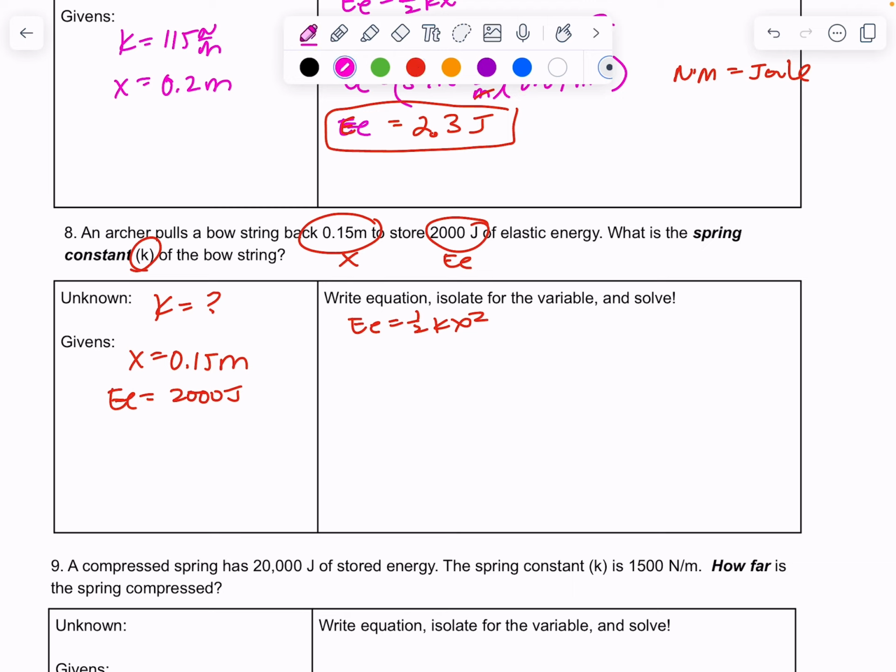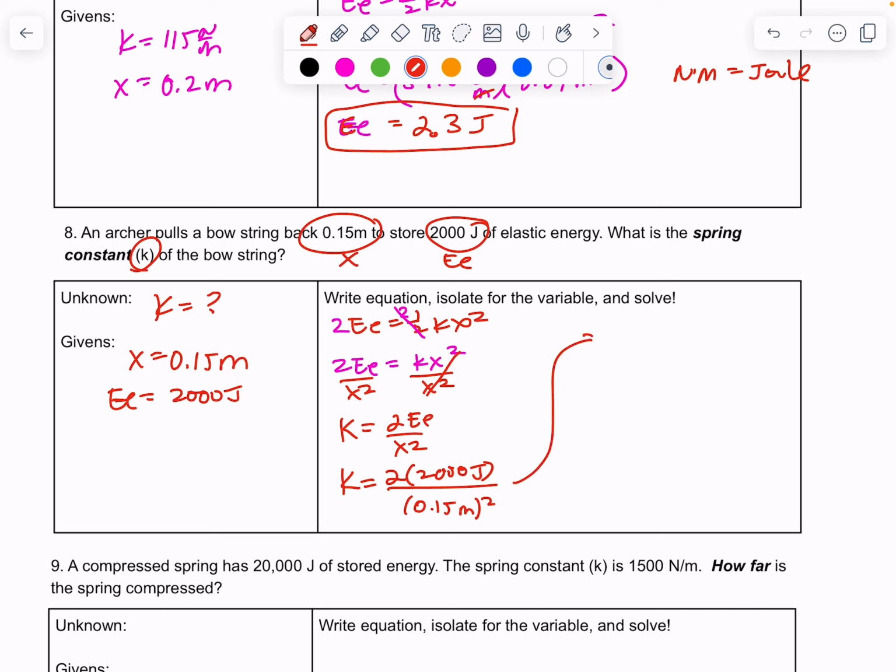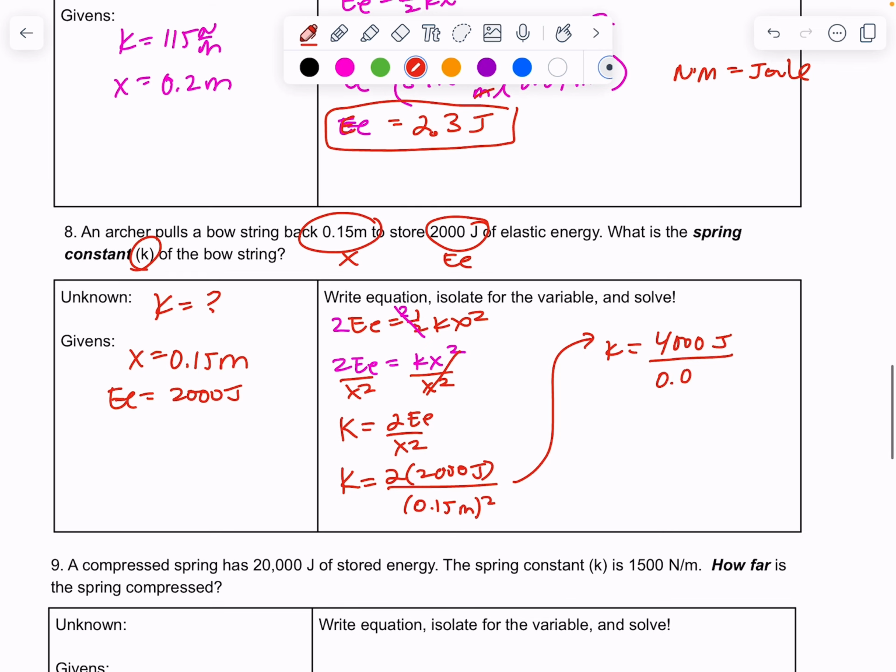Just like with the kinetic, I'd probably multiply by 2 on both sides. Then I'm solving for K, so I want to move the X squared to the other side. Now I'm ready to plug in the numbers. So 2,000 joules over 0.15 meters squared. So 2 times 2,000, I'm going to make one more step here, is 4,000 joules because I don't want to mess it up. 0.15 squared is 0.0225 meters squared. And then I'm going to divide those.